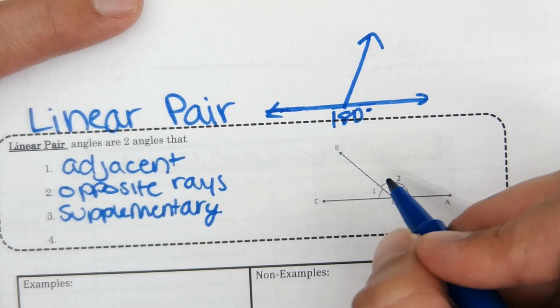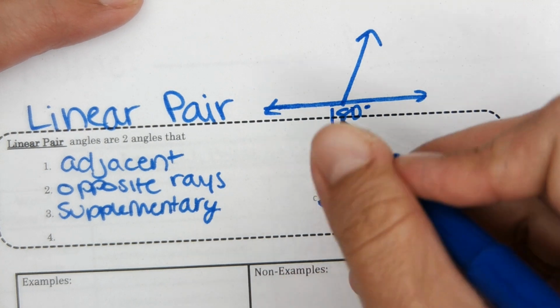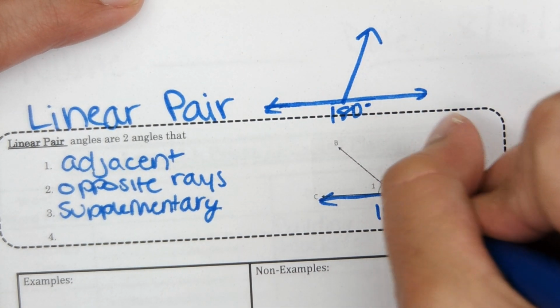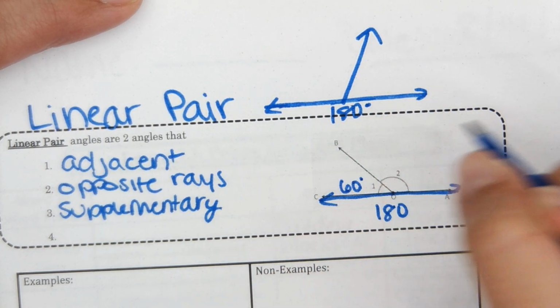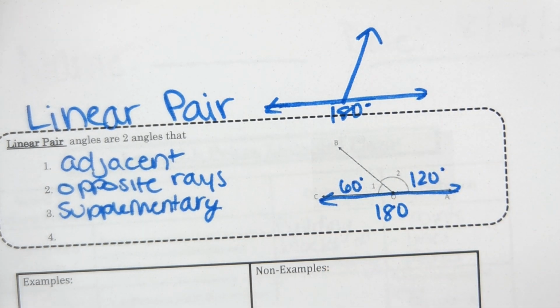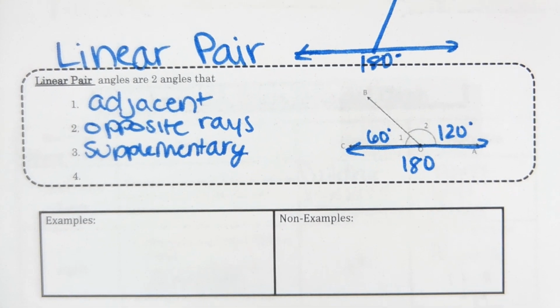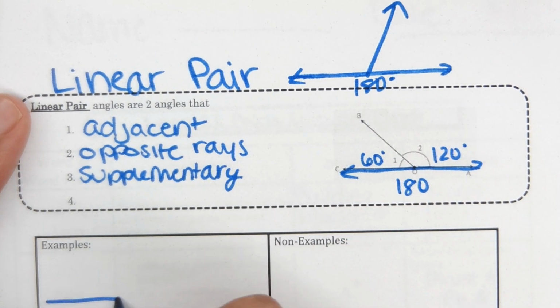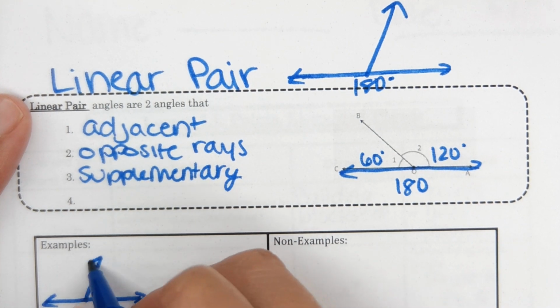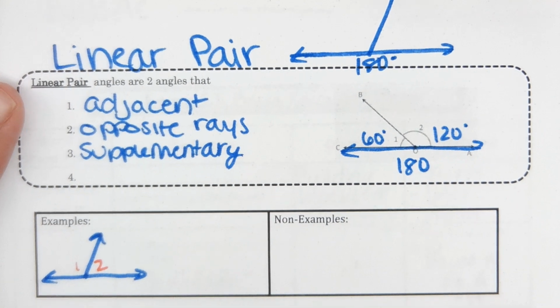So here, they're adjacent. You have the two opposite rays right here. They're supplementary, meaning they add to 180 degrees. So like if this is 60 degrees, you could solve for this one to get 120 degrees. Okay, so examples of a linear pair are like what we just saw with a straight line. So like angle 1 and 2 here are a linear pair.